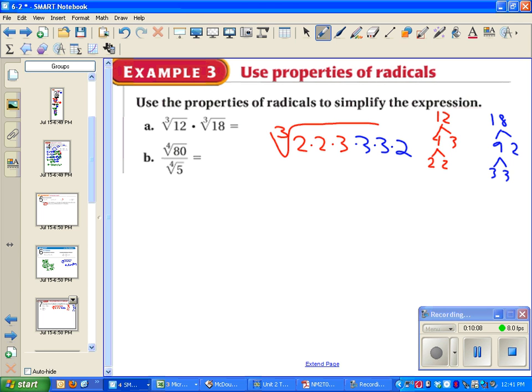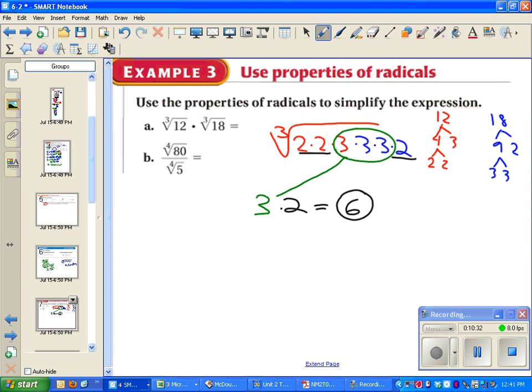So now I can simplify if I have 3 of something. I notice right away I have 3 3s, so that can come out as 1 3, because 3 times 3 times 3 is 27, and the cube root of 27 is 3. I also have 3 2s, which is 8, and the cube root of 8 is 2. So I have no more radical, and my final answer is just 6.